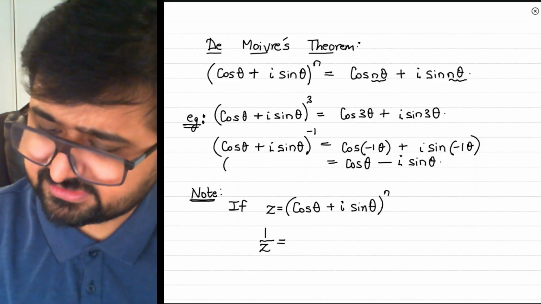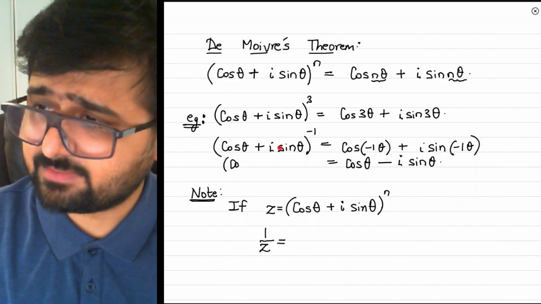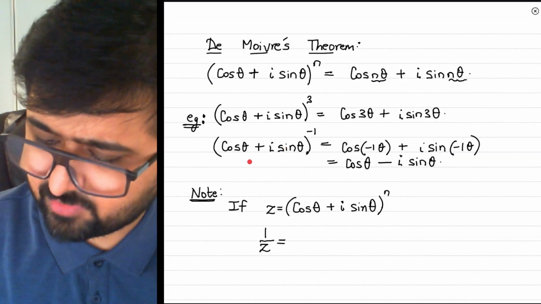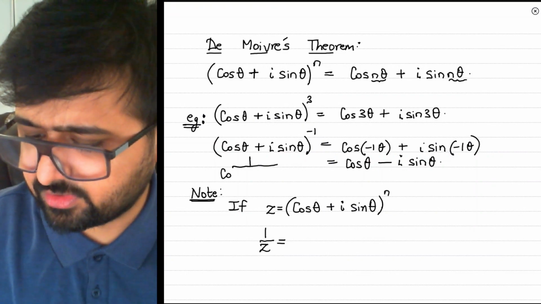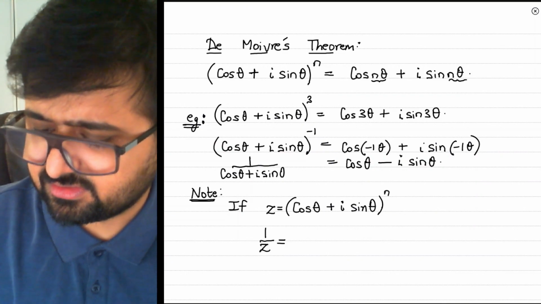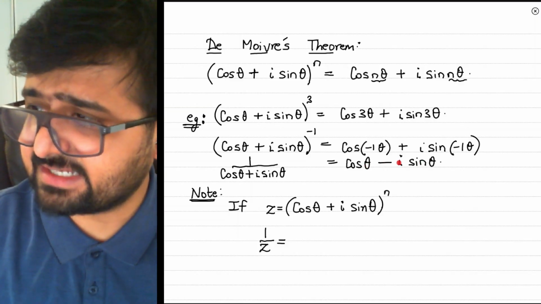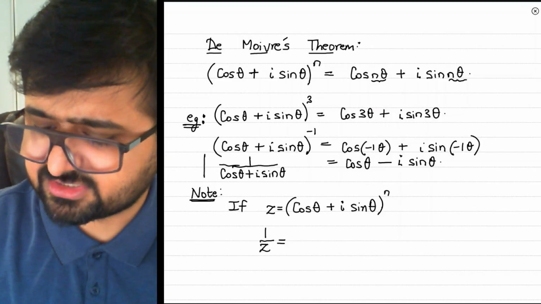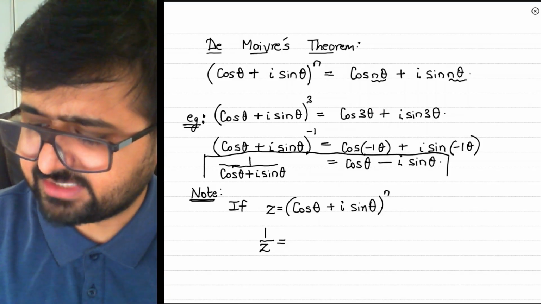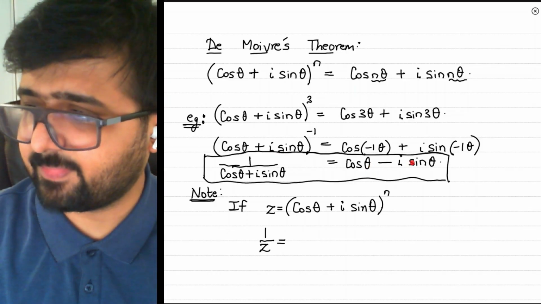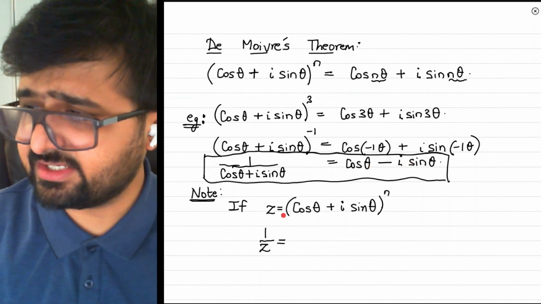So in other words, (cos theta + i sin theta) to the power minus 1 is nothing but 1 over (cos theta + i sin theta), which is cos theta - i sin theta. Basically, if you have a reciprocal of that term, cos theta + i sin theta, that can be just written as cos theta - i sin theta.